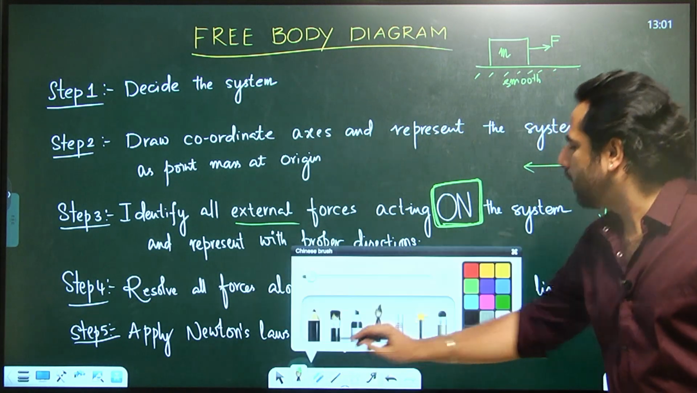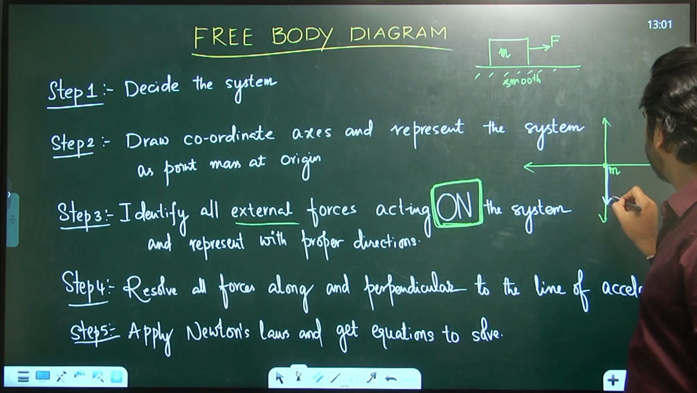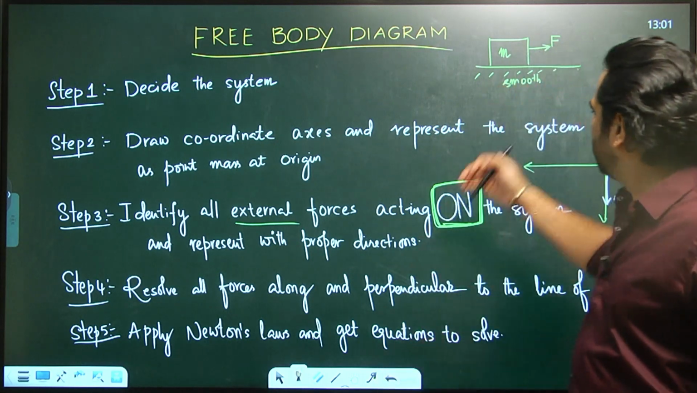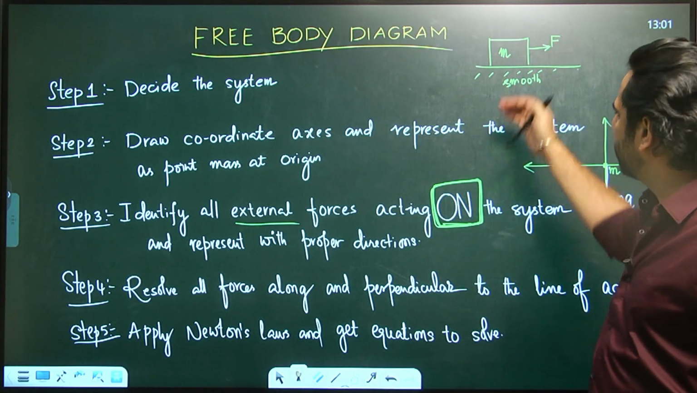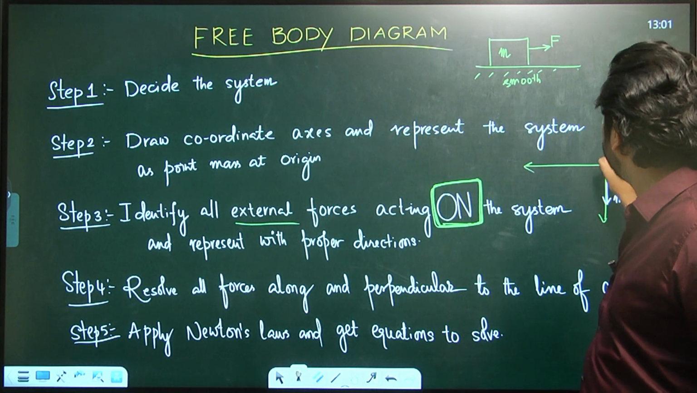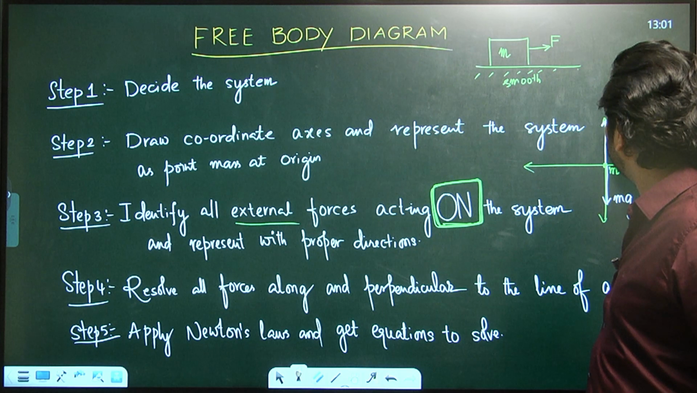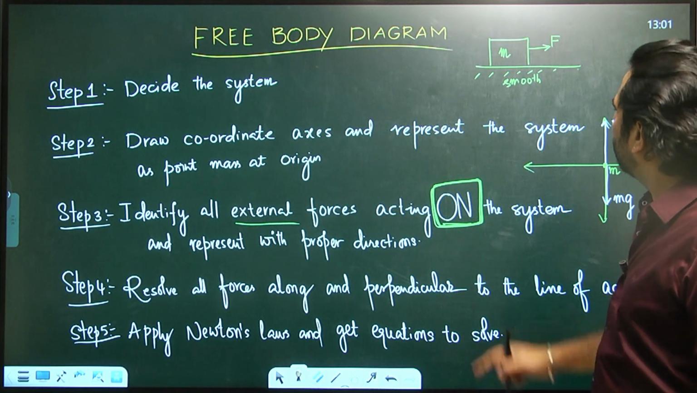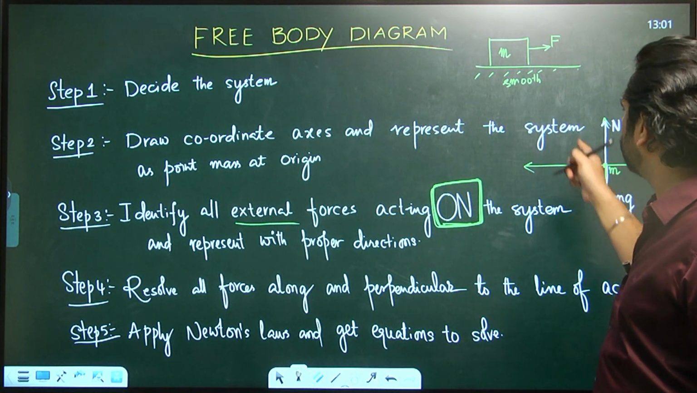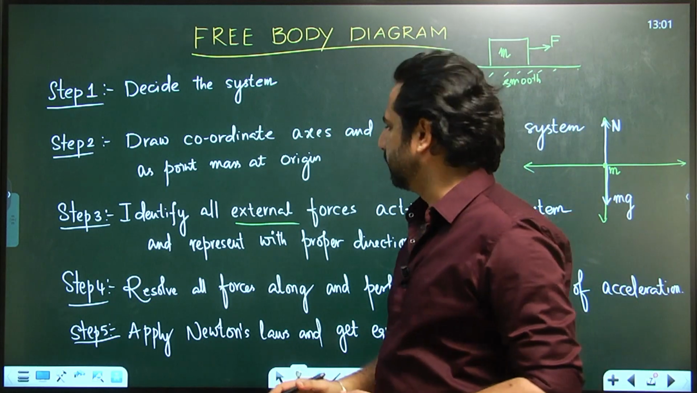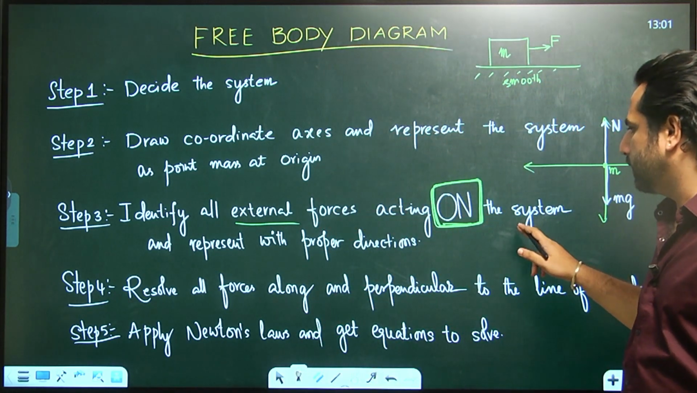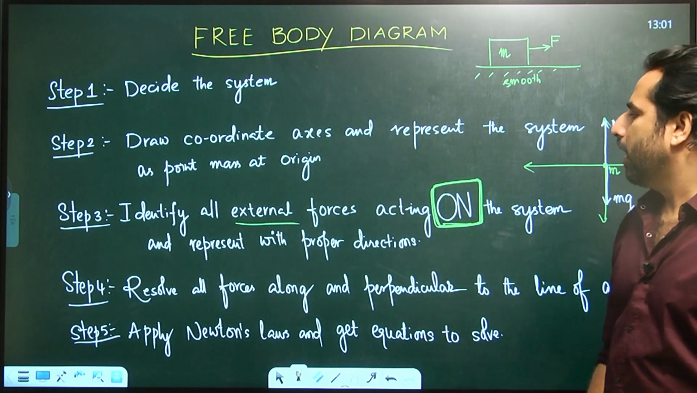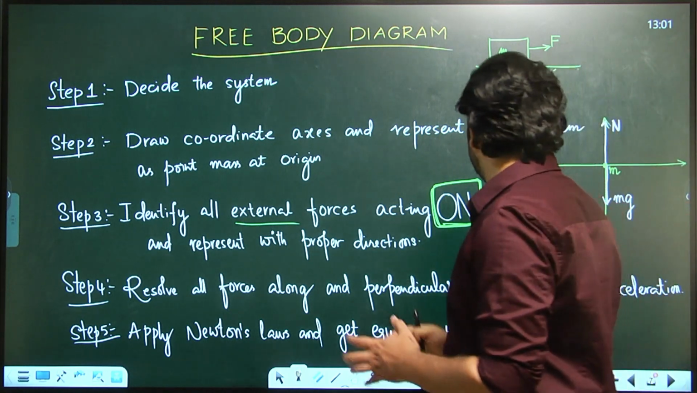Because the body has got mass, there is weight acting on it, and the direction of weight is mg downwards. Because the block is in contact with the ground, the surface is always exerting a pushing normal force. So there is normal force N acting in the upward direction: N upwards and mg downwards. I could only observe these two external forces acting on the system because the surface is smooth, there is no friction. So identify all external forces acting on the system and represent them with proper directions. So I have represented them.